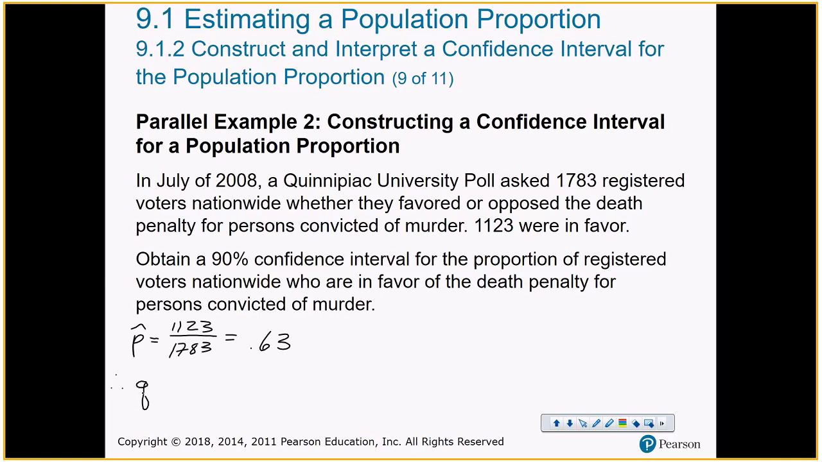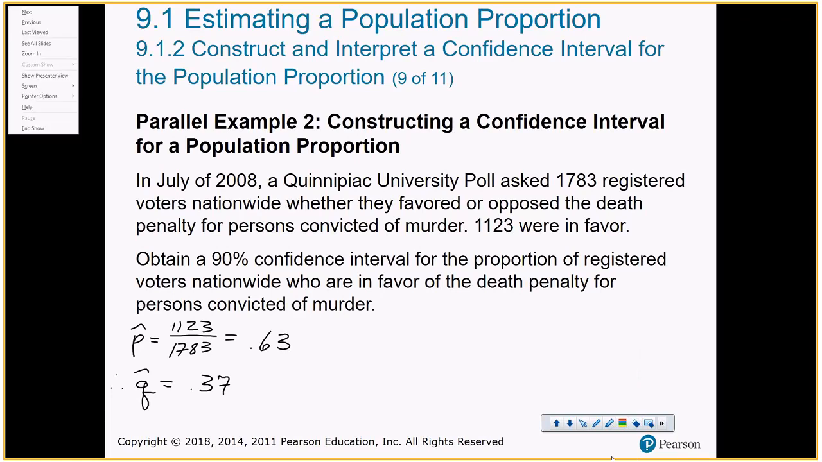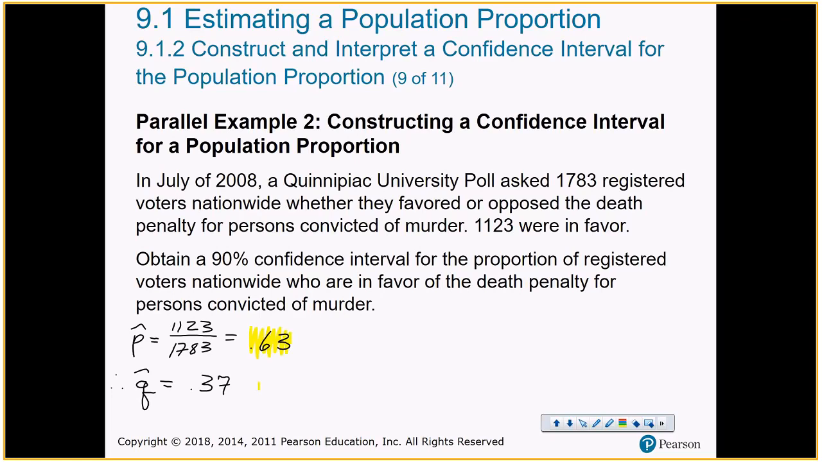So therefore, Q hat is equal to 0.37. So I'm going to take my handy dandy green highlighter and I'm going to highlight, well, those are very important. Now at the next junction, because I know we're going to ask for the margin of error or the confidence interval, I'm going to do all of it.